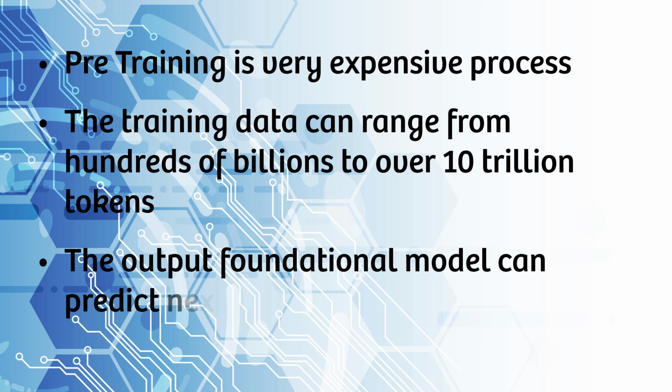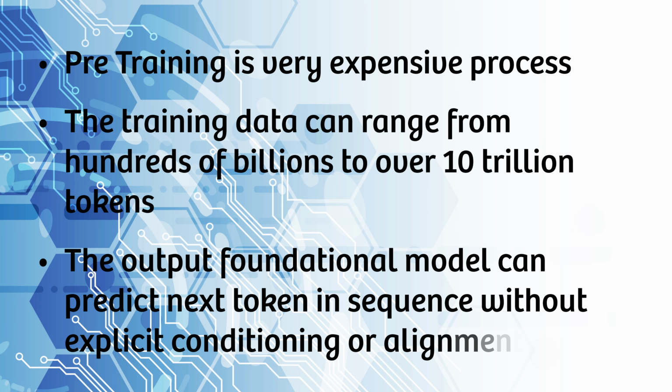Pre-training is by far the most expensive process because it involves a lot of computational resources, GPUs, because the training data can range from hundreds of billions to over 10 trillion tokens. After the pre-training is done, the output foundational model can predict the next token in sequence without performing any post-alignment steps. Okay, so now you're wondering that post pre-training, we already have an output model which is able to predict the next most probable token, which LLMs are supposed to do.